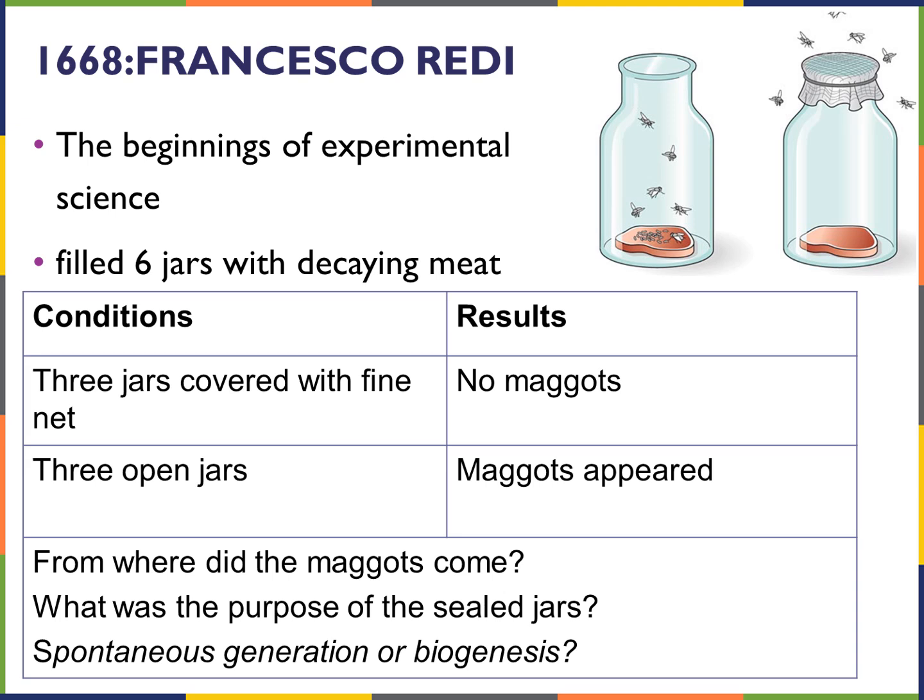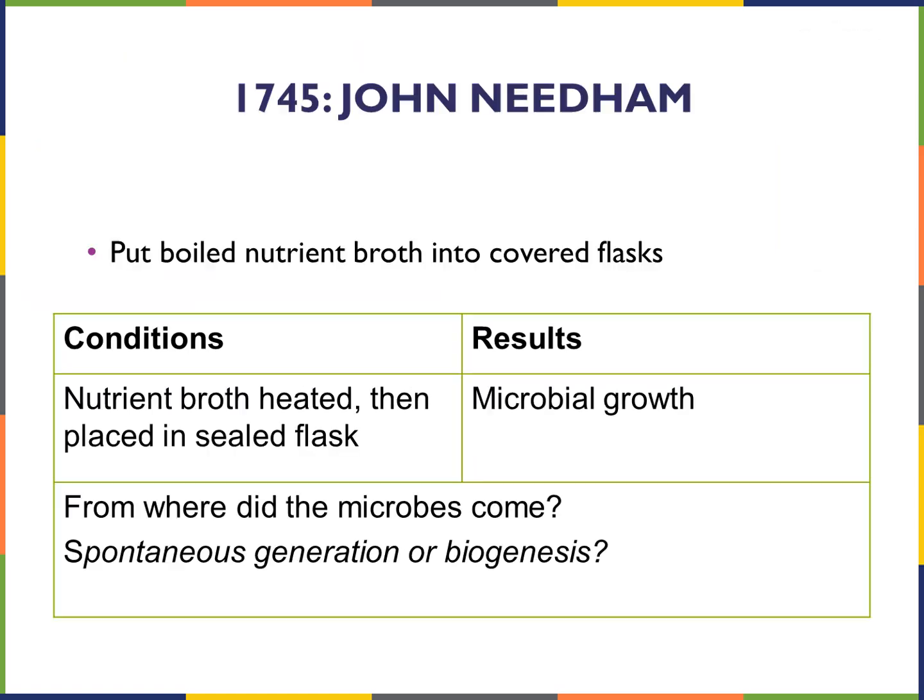According to the theory of spontaneous generation, decaying meat would result in maggots. So why were there 3 jars that were covered with fine net? Why didn't they have maggots? So we are starting, in very early experiments, to try to get away from the idea of spontaneous generation. So if we move ahead to the next guy, John Needham, if you look at the year, we're now in the middle of the 1700s.